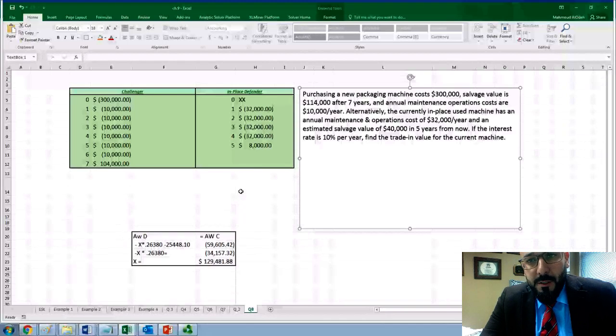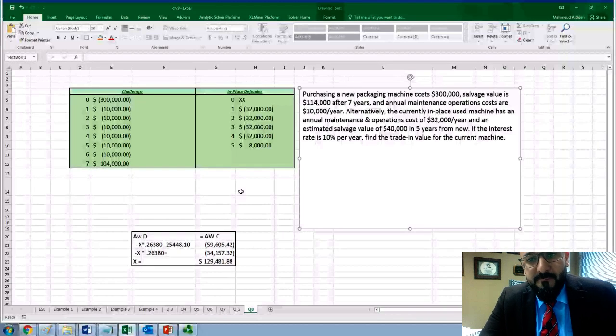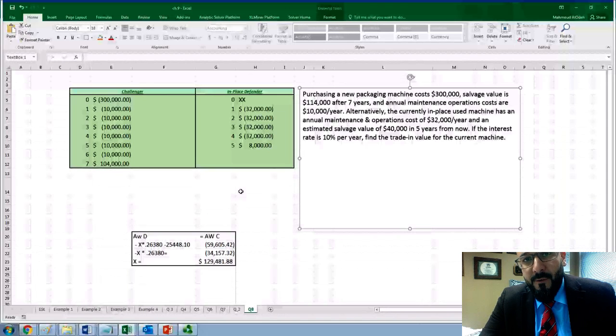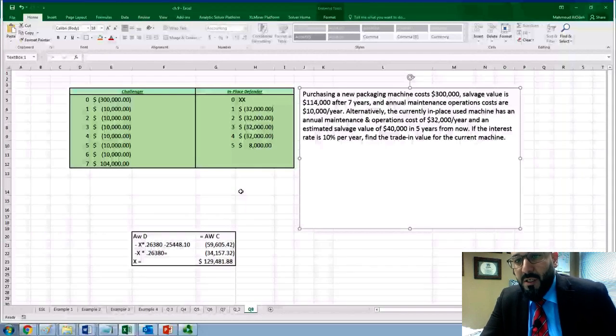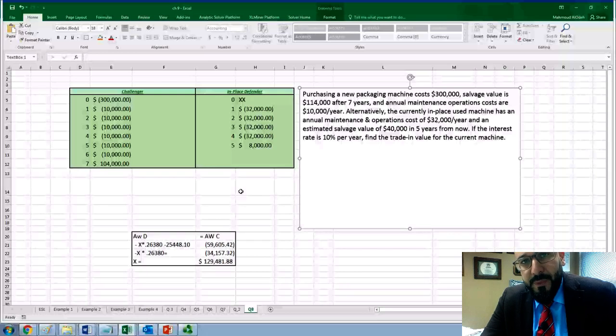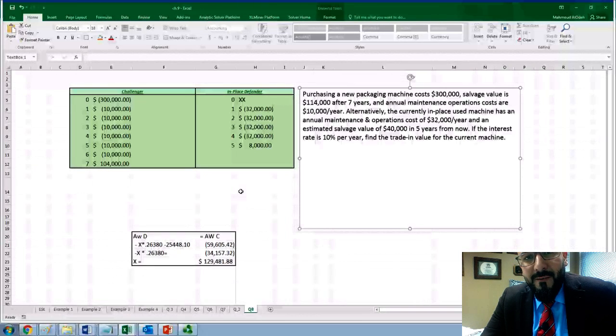In this question in particular, we are interested in finding out what is the trade-in value for the current machine. Let's read the question and we'll go over the answer for this question. Purchasing a new packaging machine costs $300,000 and the salvage value after 7 years would be $114,000.